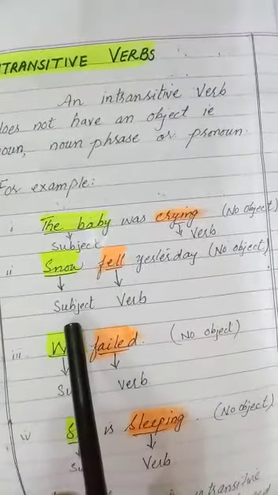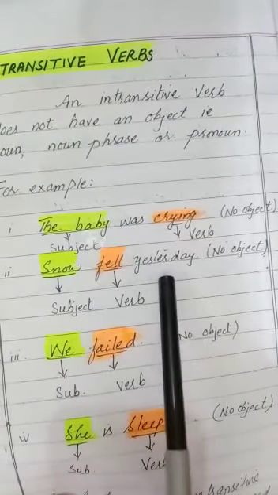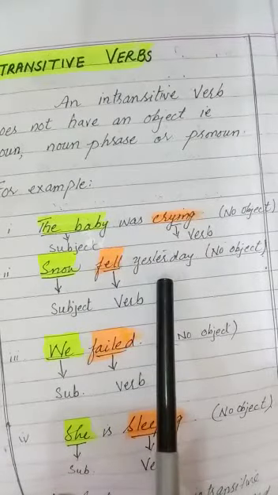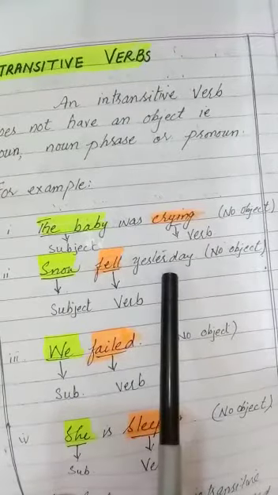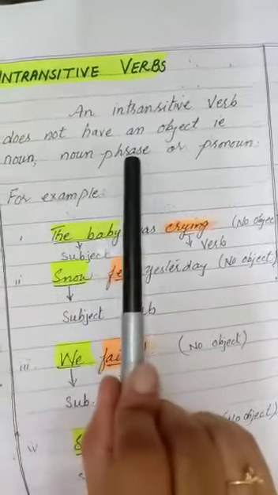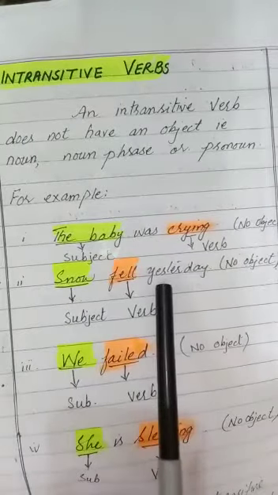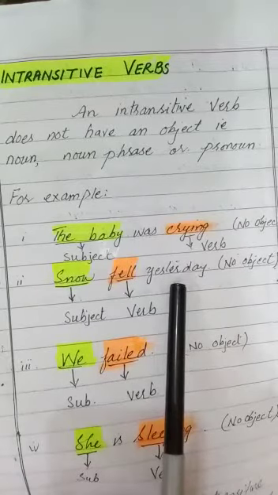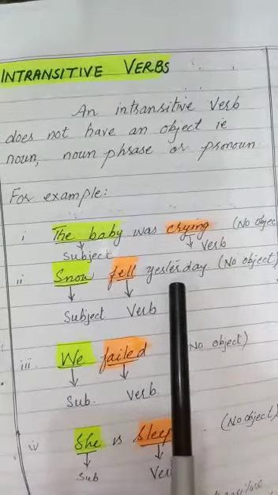Second example: Snow fell yesterday. Snow is the subject, fell is the verb. Yesterday is the word coming after the verb, and you will think that can be an object. No, that is not an object. An object will be a noun phrase or pronoun, and yesterday is showing time. This is called an adverb of time, so an adverb cannot be called an object.